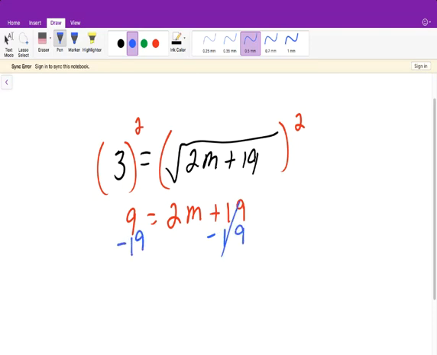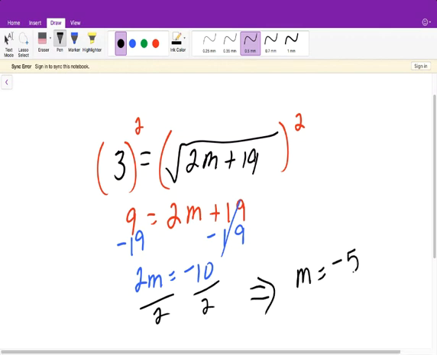subtract 19 from both sides. So 2n is equal to negative 10. And then I'll divide each side by 2. And n is then equal to -5.